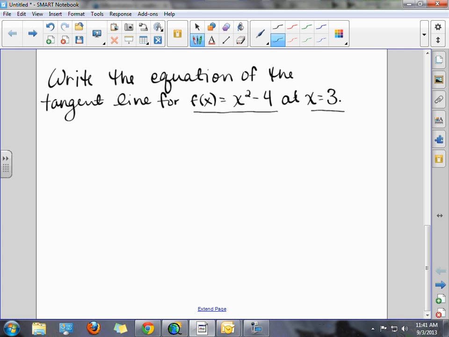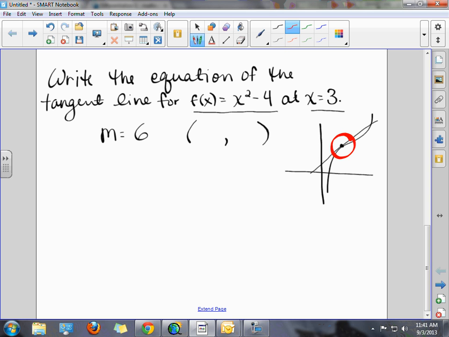So I've actually done most of the work in the previous problem. I know that the slope of my tangent line, which I'm going to call m, is going to be 6. And now, in order to write an equation of a line, I need a slope and I need a point. Well, say this is my function, and that's 3, and I want the slope of this tangent line. I know that point is going to be on the line. So I'm just going to use this point that is on the line that I'm finding the tangent line to.